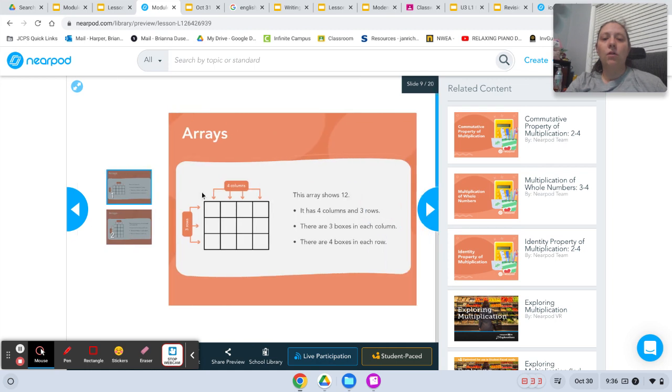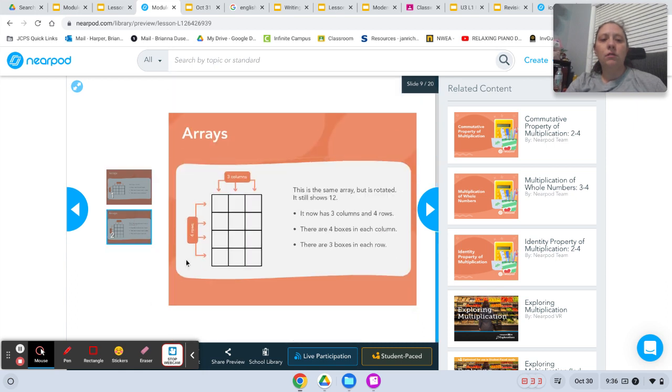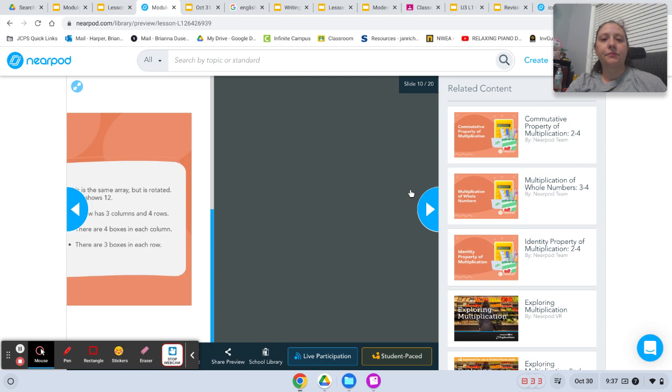All right, so this array shows 3 rows, 4 columns, and the answer is 12. If we did the commutative property and rotated it, it still shows 12 because it's now 3 columns and 4 rows. It's still the same product, but it's just flipped.